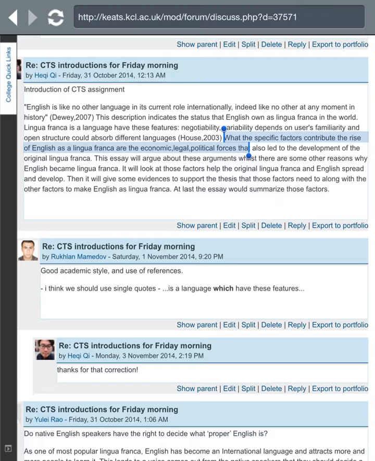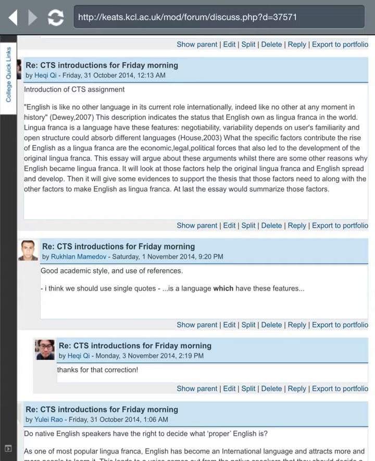You haven't managed to do this correctly, but this is not very good academic style. So instead, say the specific factors that have contributed to the rise of English as a lingua franca are said to be economic, legal, political forces. "This essay will argue about these arguments" is not very good style; using the same word as a verb and a noun in the same sentence is not good style.